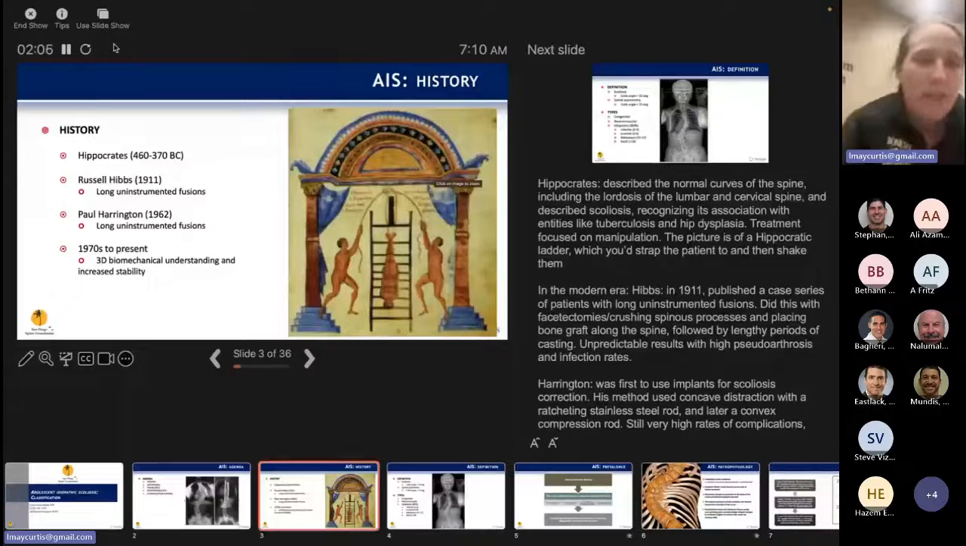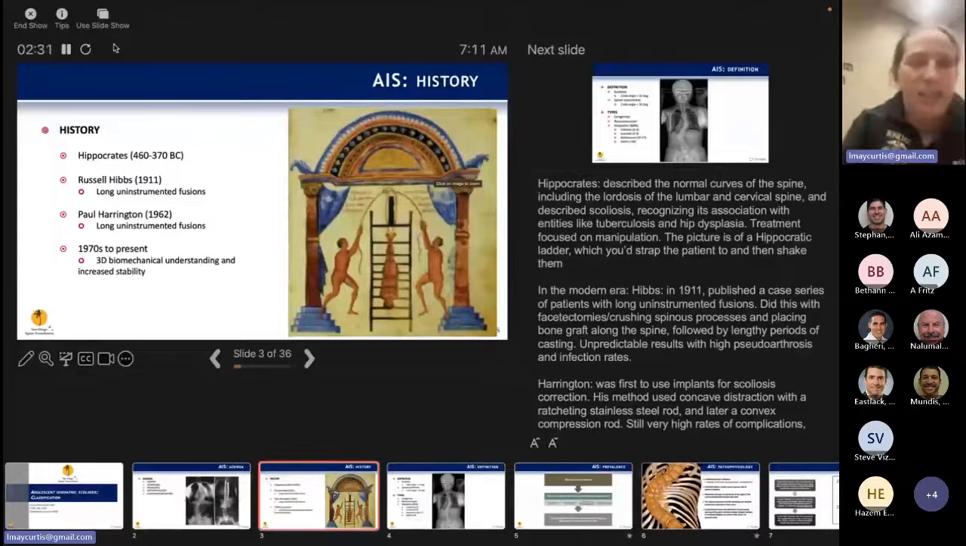And then in 1962, Paul Harrington published his case series. Not long uninstrumented, but he was the first to use implants for scoliosis correction. His method used concave distraction with a ratcheting stainless steel rod, and then later on added a convex compression rod as well. Still very high rates of complications, but obviously an important breakthrough.